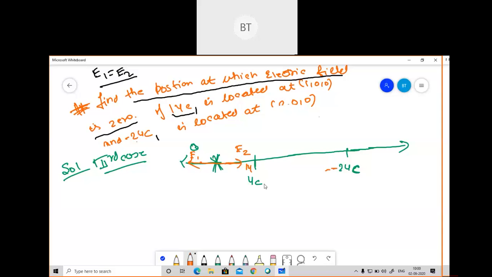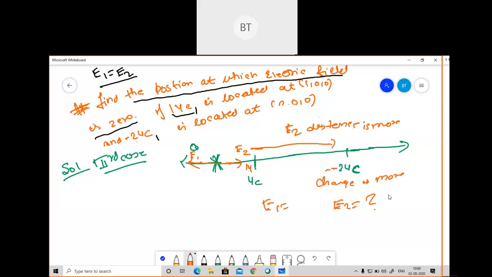And if you verify in this case, for E2 the distance is more, and the charge is also more, that is 2 microcoulomb. So when we calculate E2, obviously it will be more than E1, because you know that E equals Q by R, charge by distance. If you calculate E1 here, the distance is less as compared to E2, and the charge is also less here. So obviously its value will be less than E2. So E2 will be greater than E1.